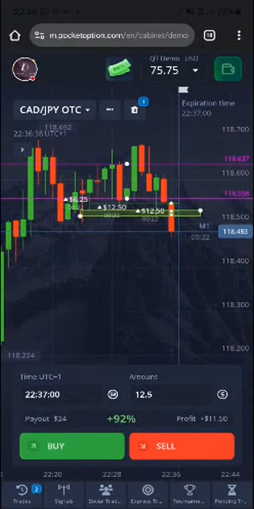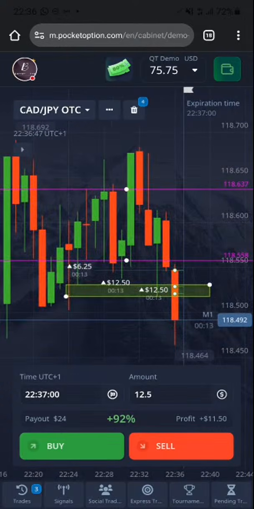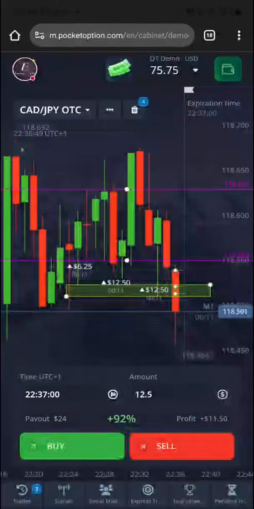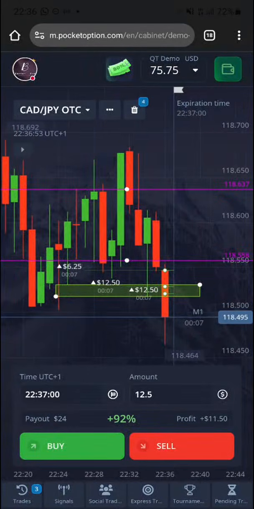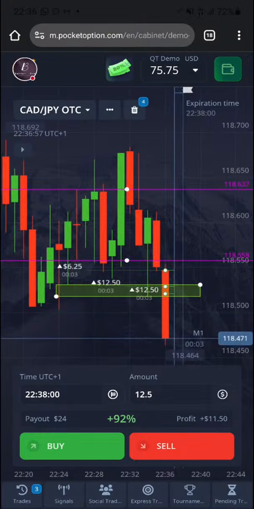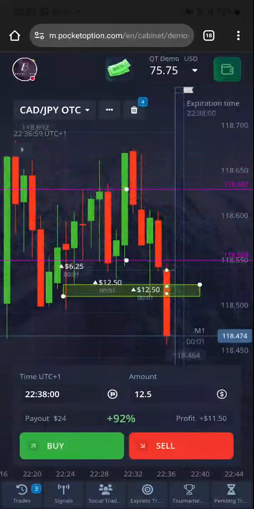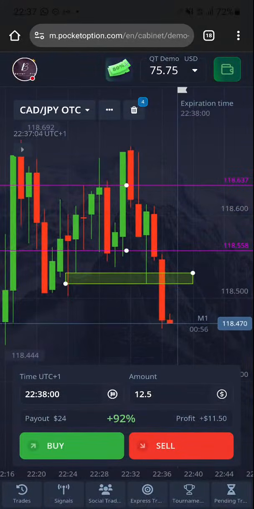So let's see, or maybe they've decided to break to the downside and not come back up. So only time will tell if it's going to work or not. So let's see. We have 10 seconds left. Okay, it's going to be a losing trade, but no problem.